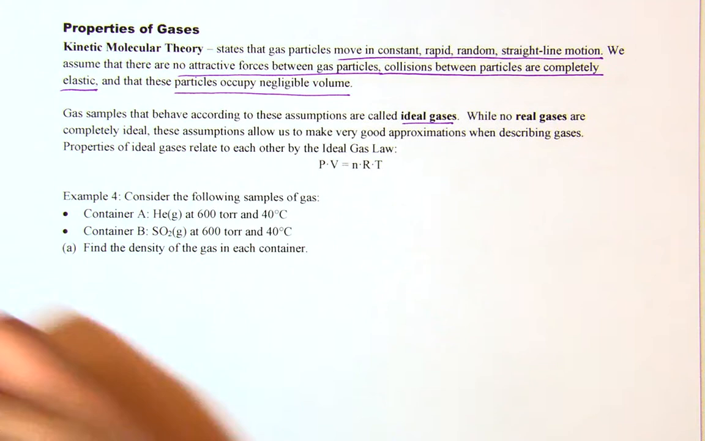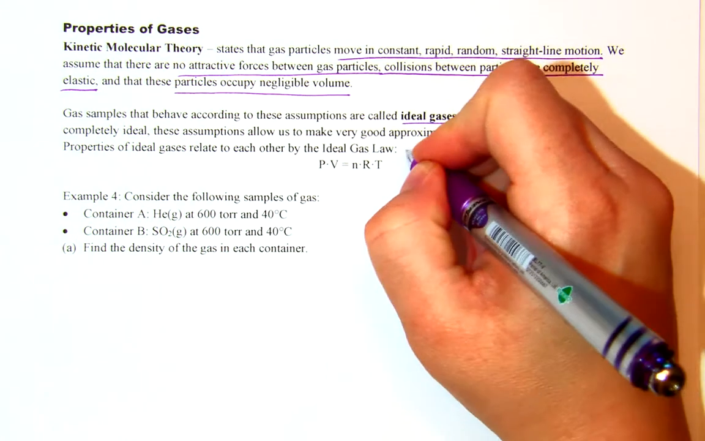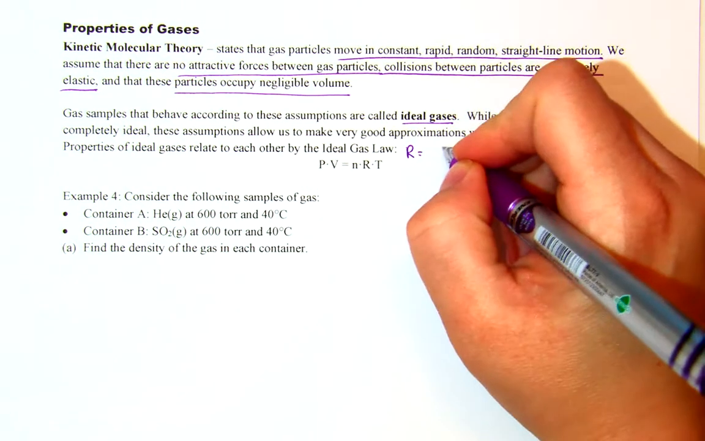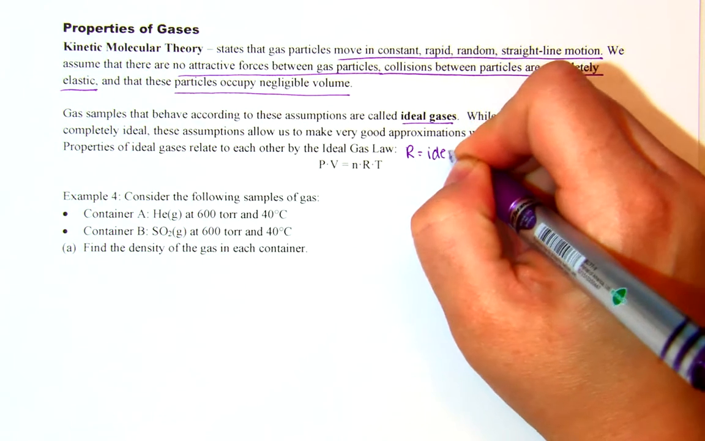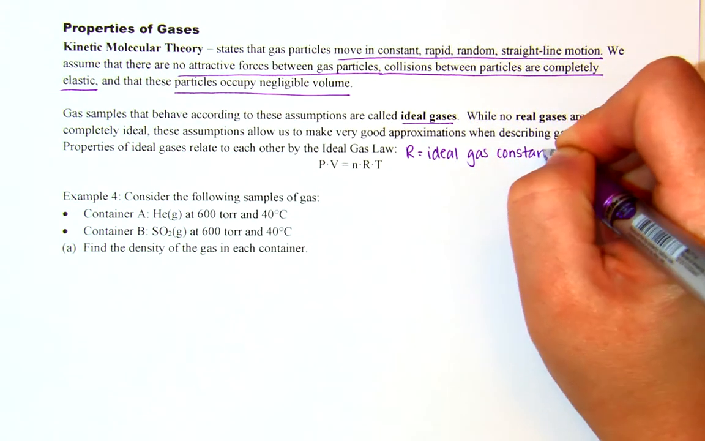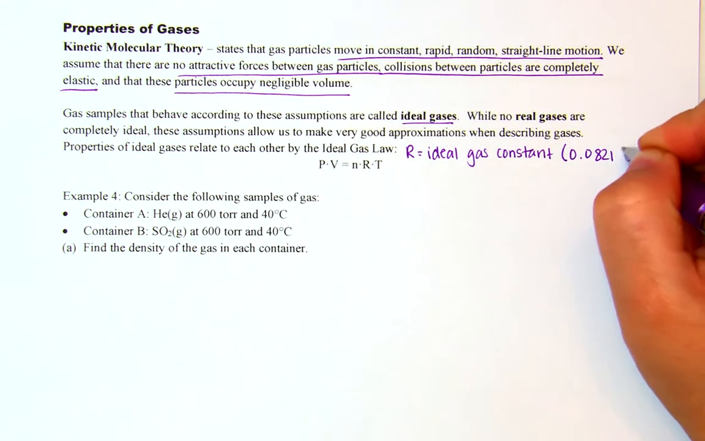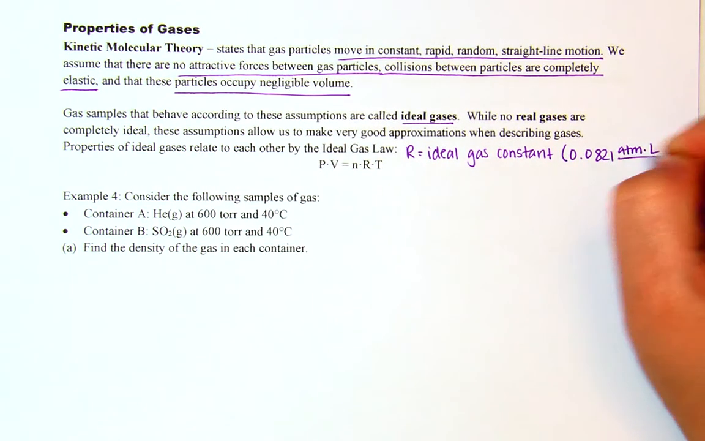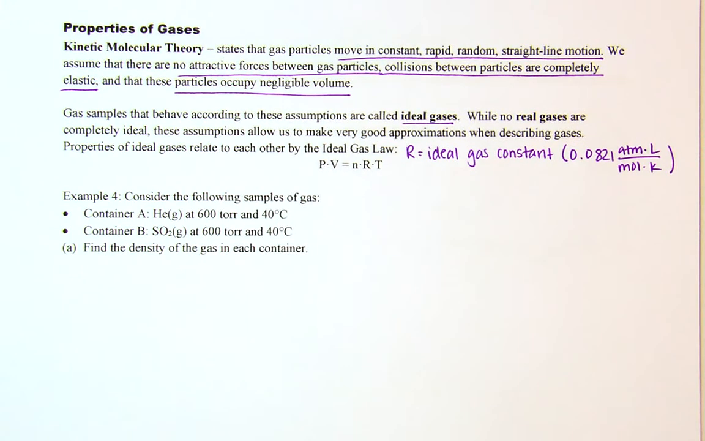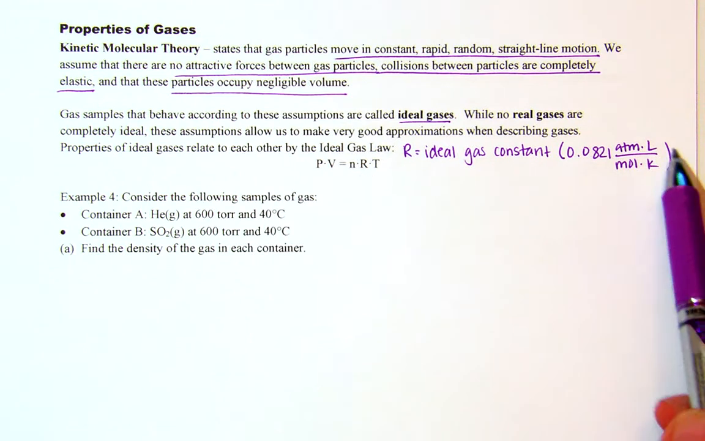The units for this are actually pretty specific depending on whichever R you're using. So the R I'm going to use, R is the ideal gas constant, and that ideal gas constant is 0.0821 atmospheres times liters over moles times Kelvin. So the idea is that you're going to want to cancel out all of the units that you don't want to end up with at the end. So you want to make sure all of the units of everything else match these units.